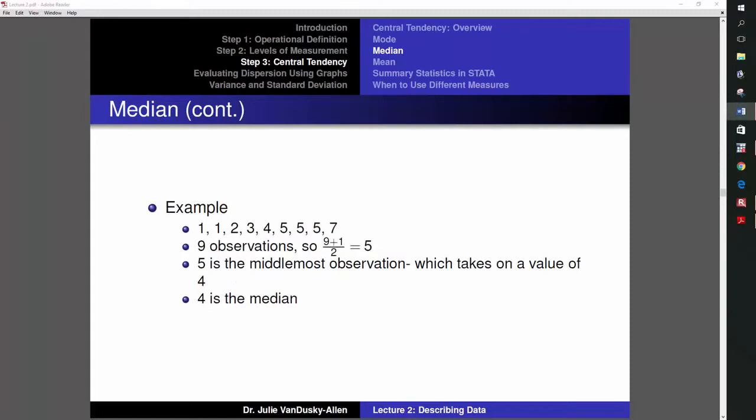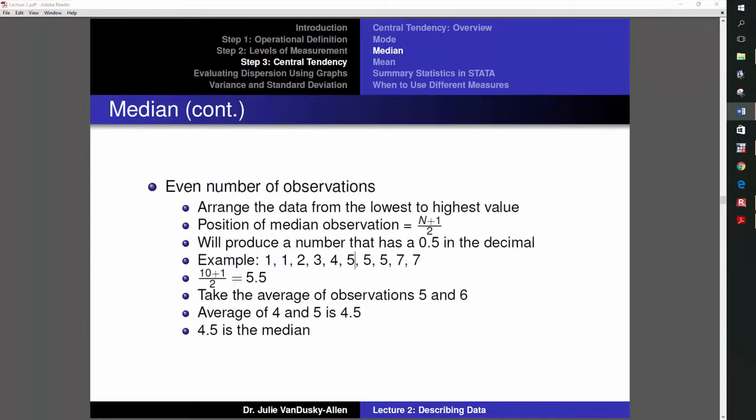So going back to our previous example, this is our variable, arranged from smallest to largest. There are 9 observations, so to find the middlemost position, we calculate 9 plus 1 divided by 2, which is 5. We look for the 5th number, 1, 2, 3, 4, 5, and it is 4. So 4 is the median.